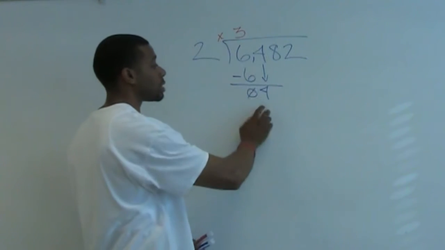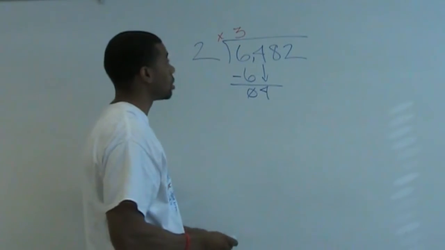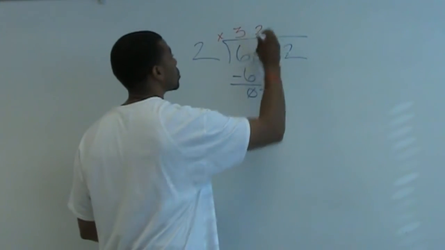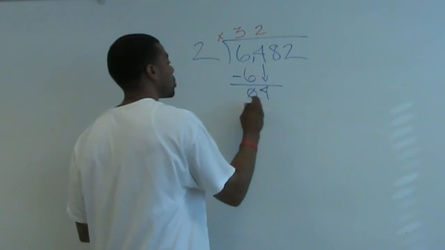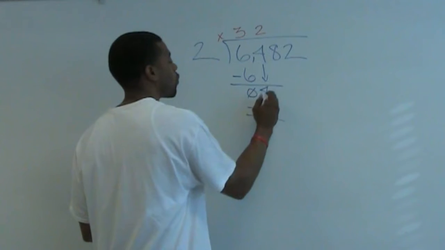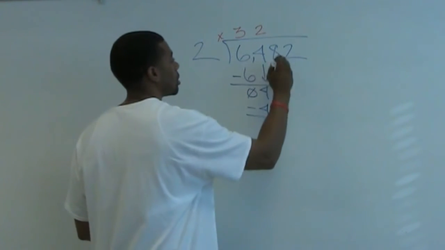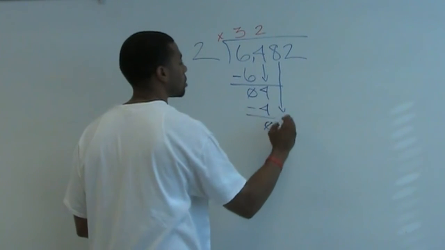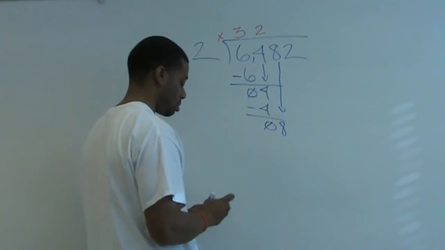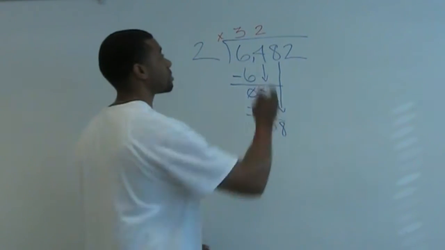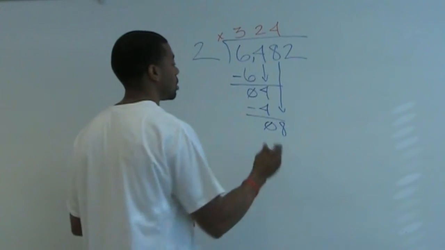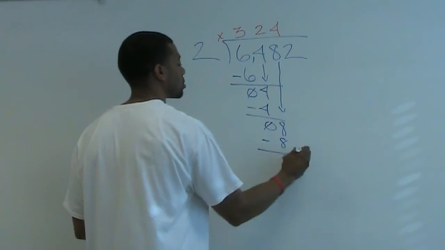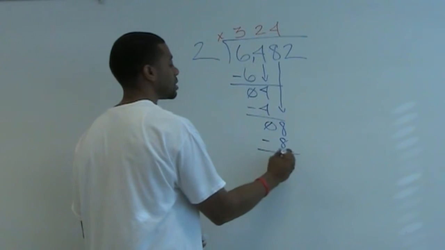2 times what number would give us 4? 2 times 2 will give me 4. So I'm going to subtract my 4 here. 4 minus 4 is 0. Now I bring the next number down, which is 8. 2 times 4 is 8. So I'm going to write my 8 here and I'm going to subtract it. 8 minus 8 is 0.